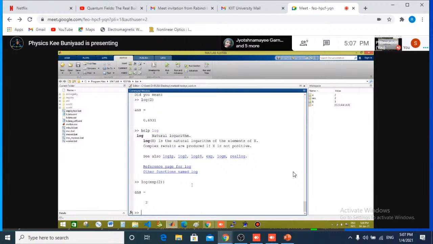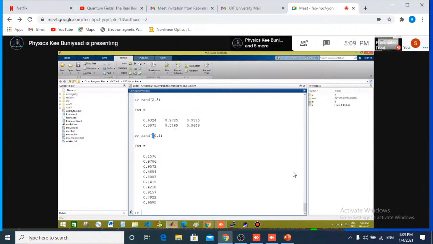Then rand 10 1 gives a single column with 10 entries. The first element represents the number of rows and the second element represents the number of columns. So here it will show you 10 rows with a single column. Similarly, if I want a vector with 10 columns and a single row, I can interchange and write 1 comma 10. It will give you 10 columns with a single row.